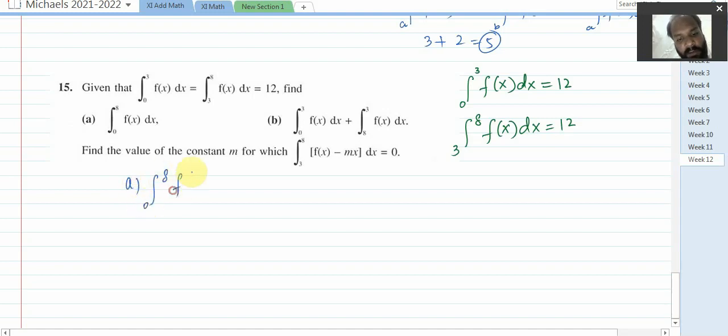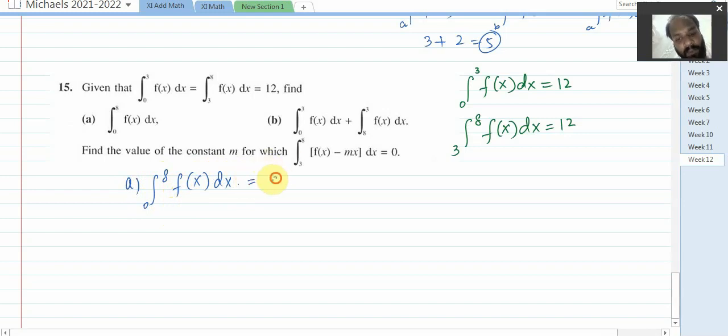From 0 to 8, f of x dx. So it's very simple. I hope that all of you now have an idea which two integrals we need to add and why we are going to do it. So from 0 to 8 we cannot go directly.